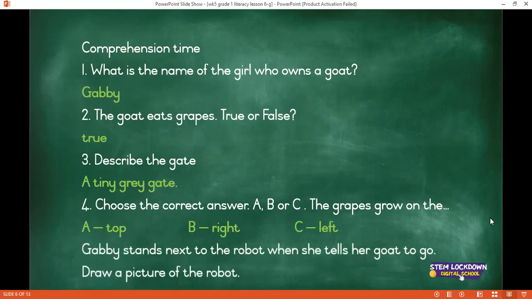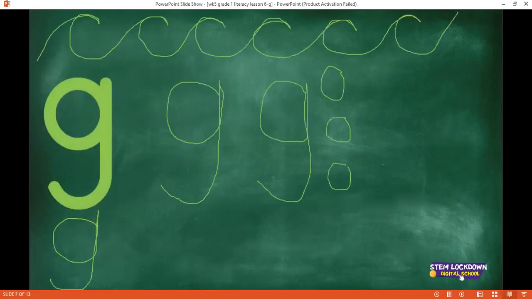Now you're going to have to draw a picture for this one. Gabby stands next to the robot when she tells her goat to go. Can you remember? She said, go, go, go. Go get your grapes, my girl. So what does the robot look like when you can go? Draw a picture of that. Alright, so you're going to draw a picture of what the robot looks like.